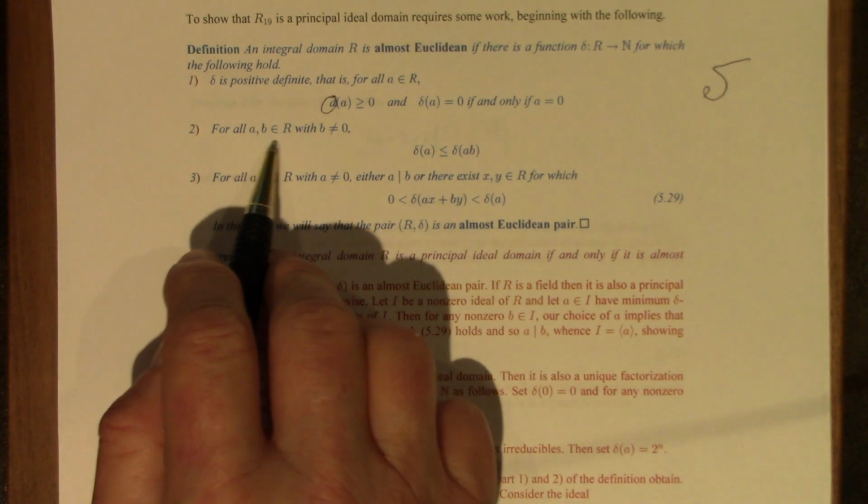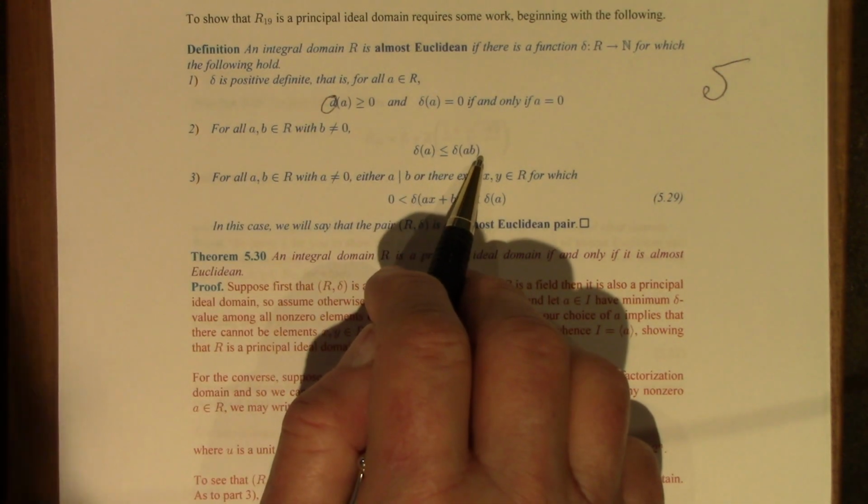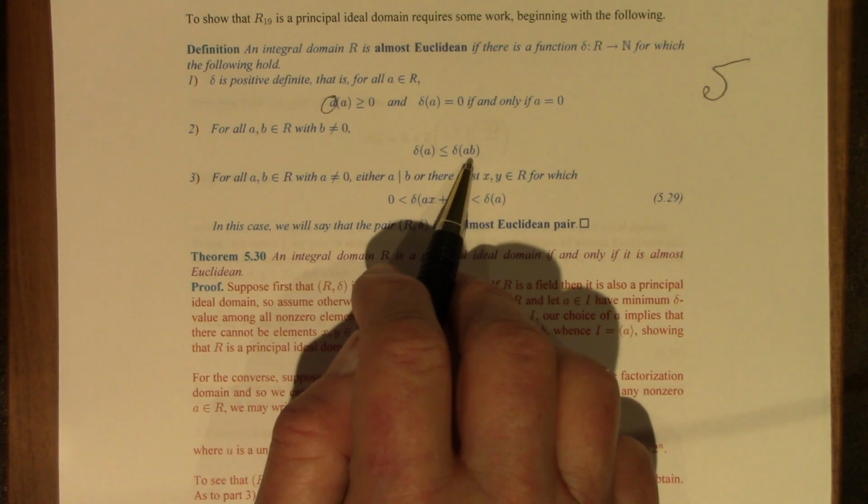For all elements a, b, and r with b not 0, we have this inequality, which is the same condition we encountered in the definition of Euclidean domain.